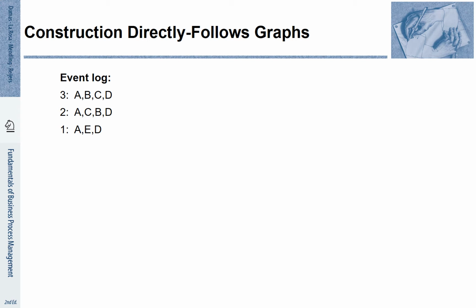We start with the first sequence ABCD. The first consecutive pair of events that we observe is A followed by B. This translates into the following part of the directly follows graph. We add A, we add B, and a connection between the two of them. We also record that this was observed 3 times.